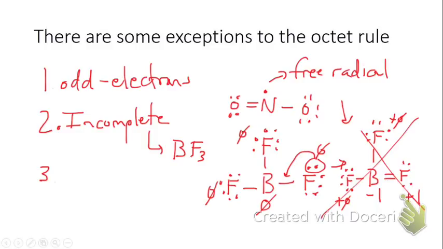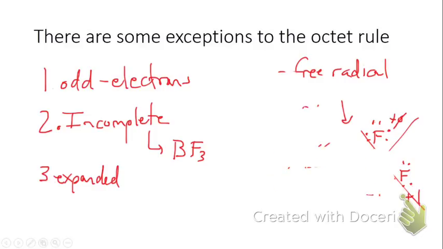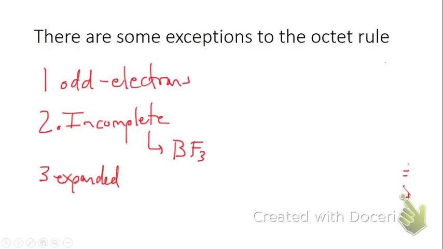We can also do what's known as expanded octets. What expanded octets mean is you can have something bound to more than 4 different things. This is not carbon. Carbon cannot be bound to more than 4 different things. And so what this includes are things in the 3rd row.